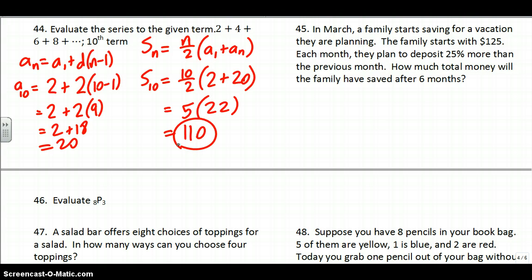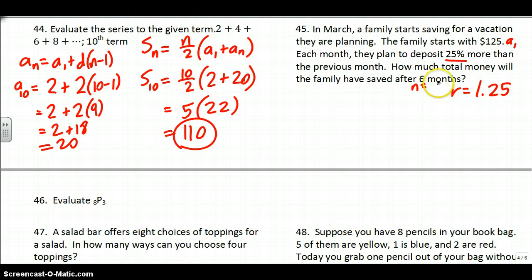In March, a family starts saving for a vacation they're planning. The family starts with $125. That seems like A1. Each month they plan to deposit 25% more than the previous month. So this is kind of your R value, only you kind of have to add 1 to it because they're increasing every month. They're not just adding, they're adding 25% to what they had before, so 1.25. Okay, that's R. How much total money will they have after 6 months?